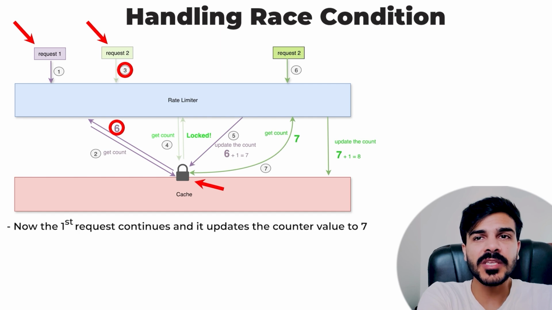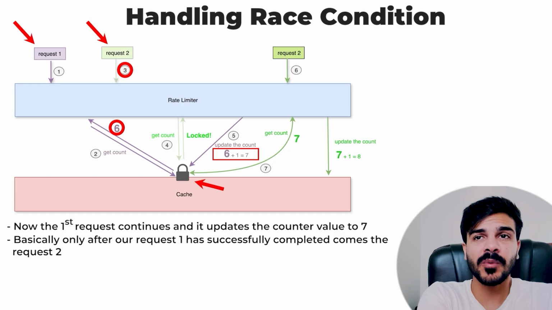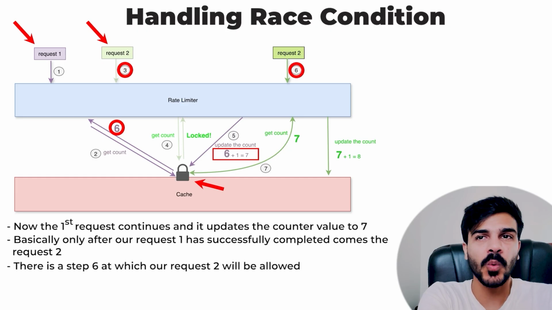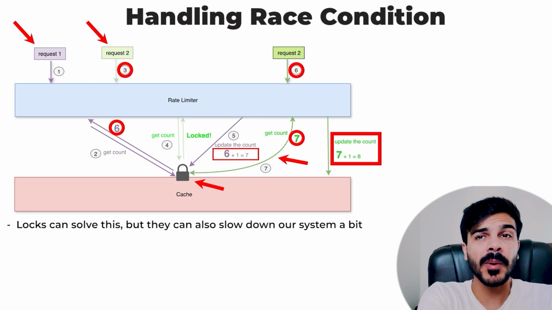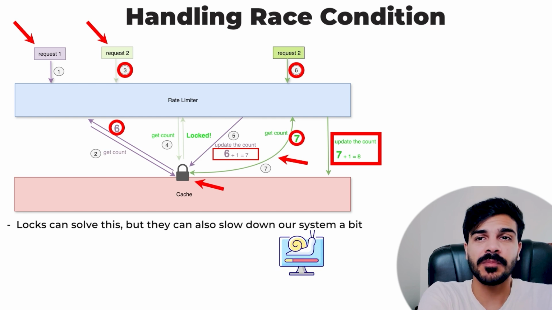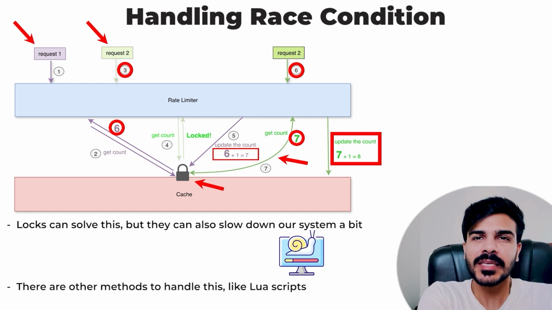Now the first request continues and it updates the counter value to 7. Basically, only after our request 1 has successfully completed comes request 2. You can see in the diagram that there is a step 6 at which our request 2 will be allowed. So after this, request 2 comes. It tries to read the counter value and gets the updated counter value this time of 7. And then ultimately it tries to update the counter to 7 plus 1, 8. Now locks can solve this, but they can also slow down our system a bit. There are other methods to handle this like Lua scripts, but we'll discuss them some other time.